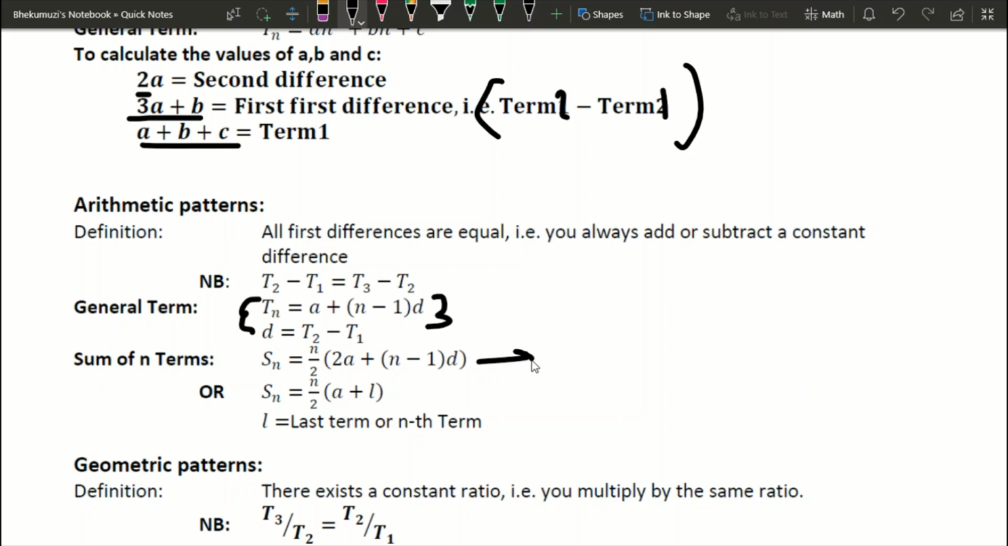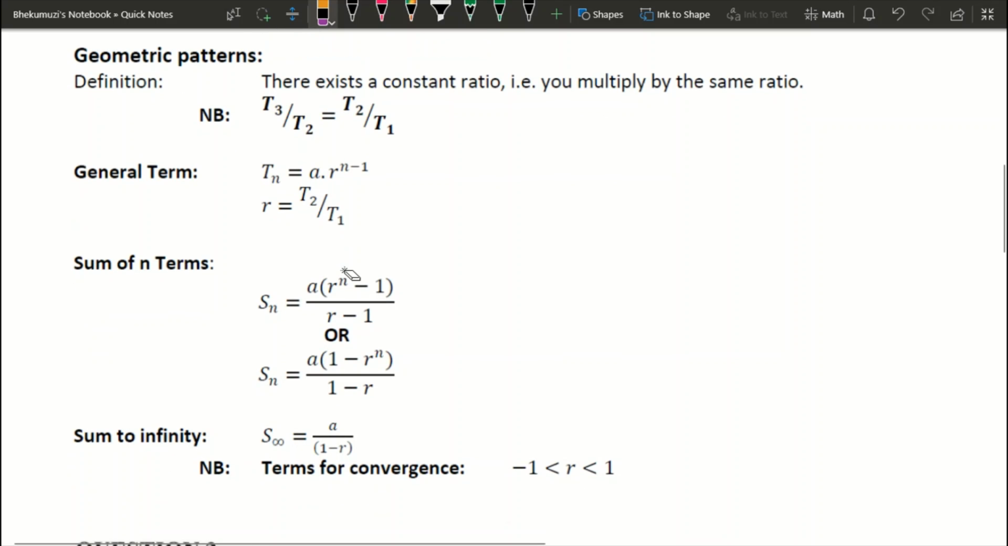But imagine you are given a problem where you cannot use the common difference, but you know what the final term, or the last term, of that particular series is. Then you can take the first term and add it to the last term, and then multiply by n over 2 to give you the arithmetic series sum. And that is the difference between these two formulas. So just take note of that and try to understand it as best as possible.